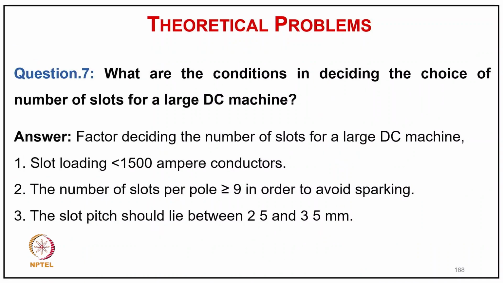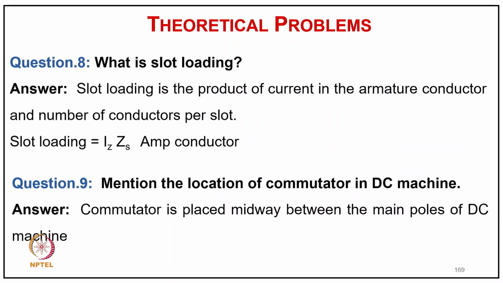Question 7: what are the conditions for deciding the choice of the number of slots for a large DC machine? Answer: the factors deciding the number of slots for a large DC machine are: slot loading should be less than 1500 ampere conductors, the number of slots per pole should be greater than 9 in order to avoid sparking, and the slot pitch should lie between 25 to 35 millimeter.